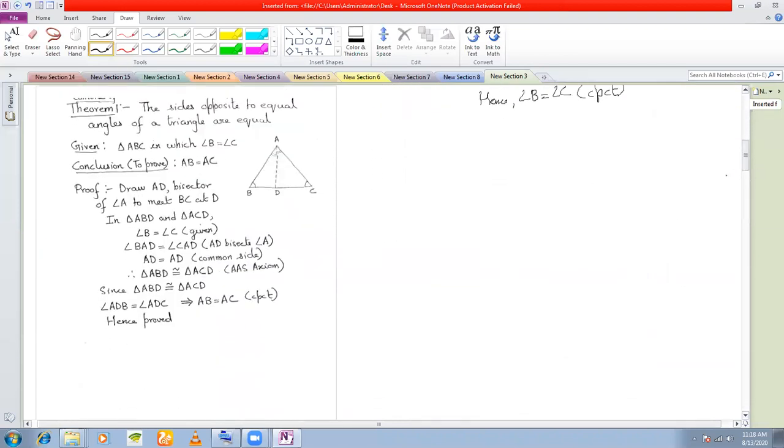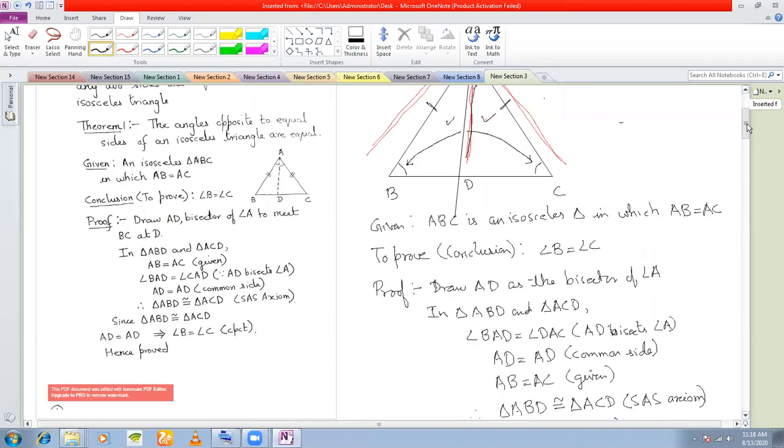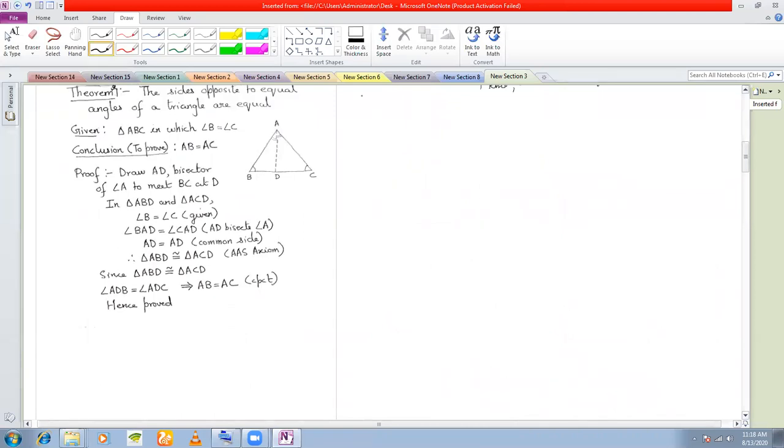Let us see the second theorem. In fact, not second part. I have wrongly written theorem 1 here. Yes, the converse of theorem 1. This is just the converse of this. Converse of this means here the sides have been given to be equal, and we are concluding that the angles are equal. Now next, what if in any triangle, the two angles are given to be equal?